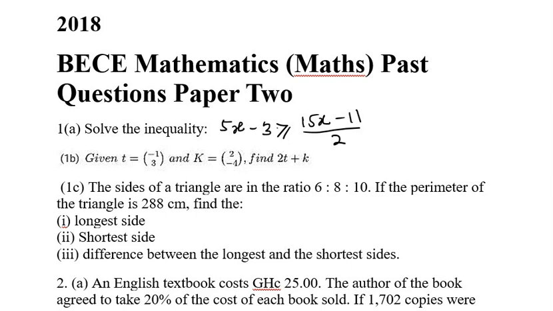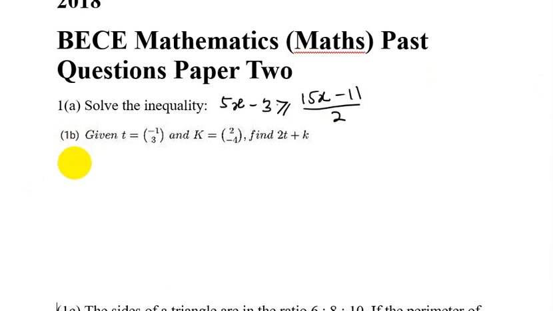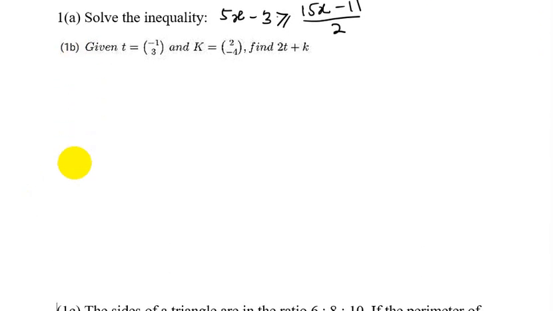Now, let's get straight into it. Number one, in 2018, BECE past question says: solve the inequality 5x minus 3 greater than or equal to (15x minus 11) all over 2. And B says that given that t is (minus 1, 3) and k is (2, minus 4), find 2t minus k. Let's solve A and B, then after that we come and look at C.